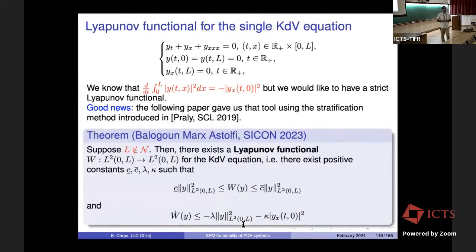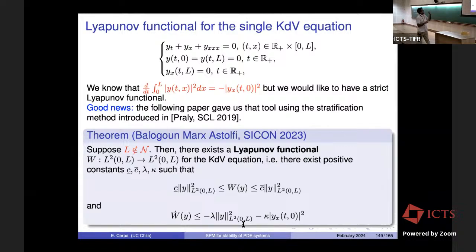Well, I was telling you the things that are here in this slide. For that system, we know that in red is the expression I was telling you about, the time derivative of the energy, and we really would like to have a strict Lyapunov function. What is very nice for us is that in this paper by Balogun, Marx, and Astolfi, they built a Lyapunov function for our problem, exactly what we need.